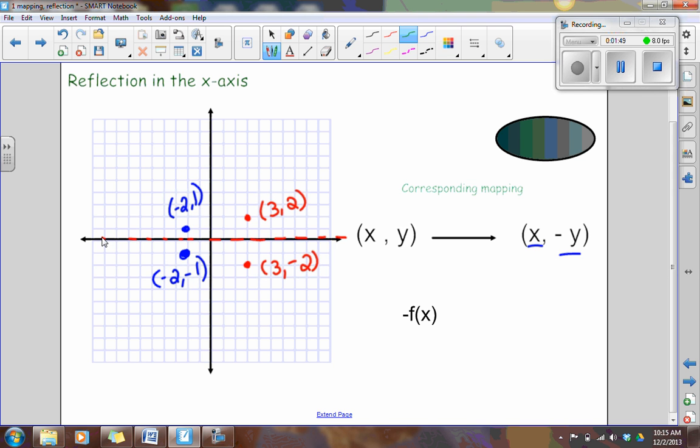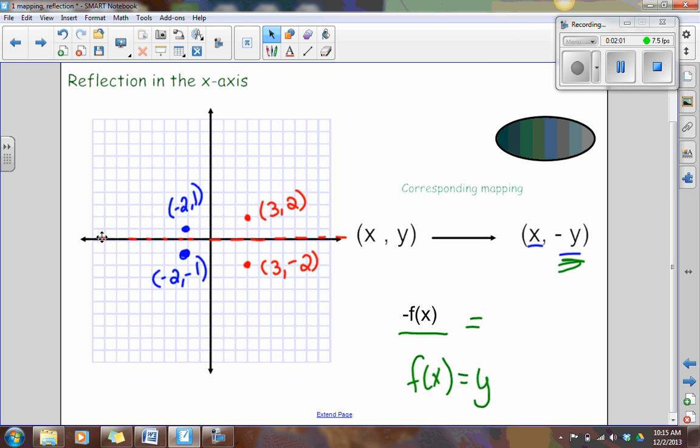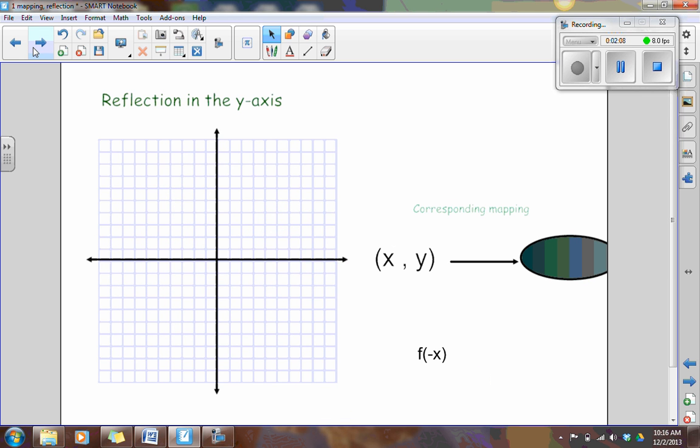And we represent that as a function with negative f of x. If you think about it, f of x is equal to y. So if we're making y negative in the mapping, by doing negative f of x, we'll be creating a reflection across the x-axis, and we'll look more at that in the future.